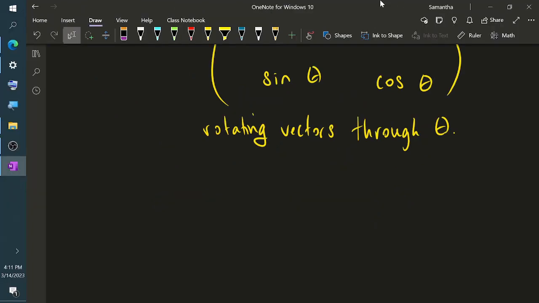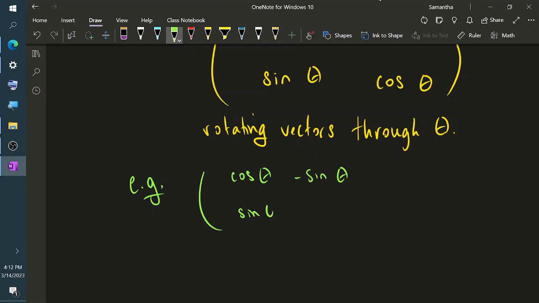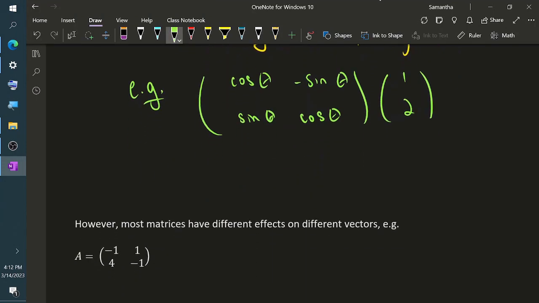To prepare for that, let's take a quick moment to write down an expression for the result of multiplying a random vector by this particular matrix: cosine theta, negative sine theta, sine theta, cosine theta. Let's multiply it by a random vector, maybe 1, 2. Let's write down an expression for the result and then plot it on Desmos to see what the answer looks like for various theta values.